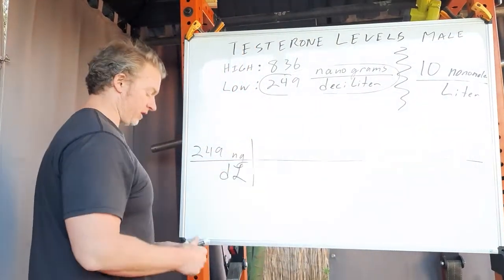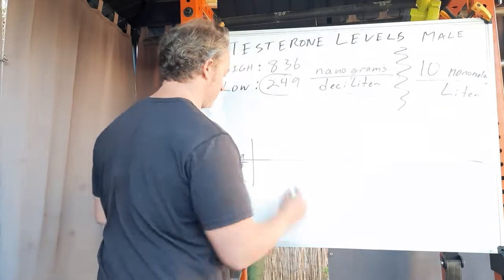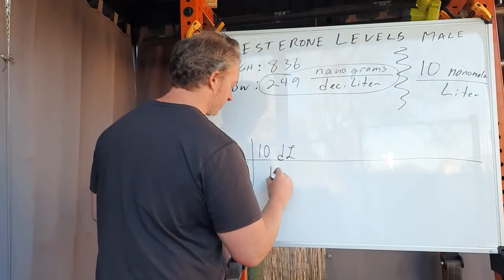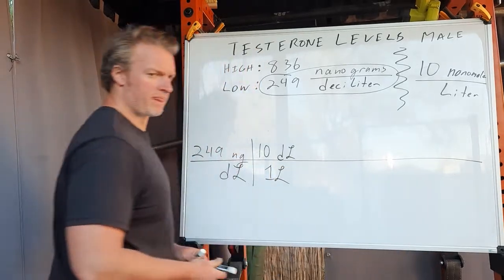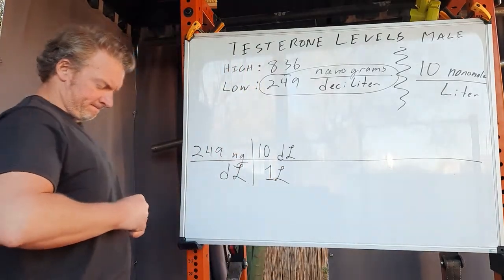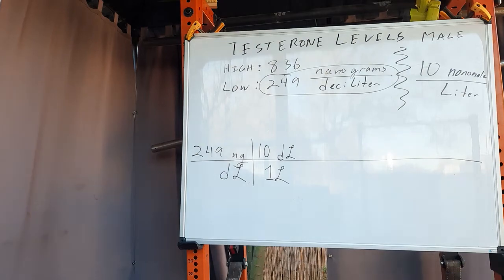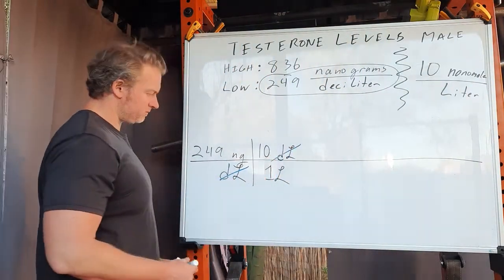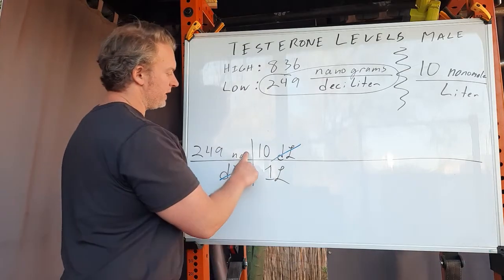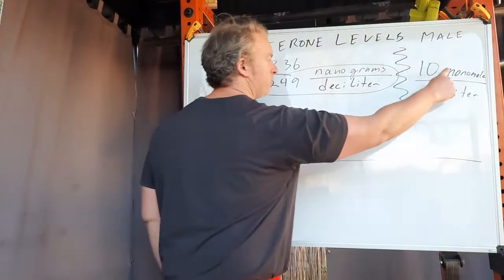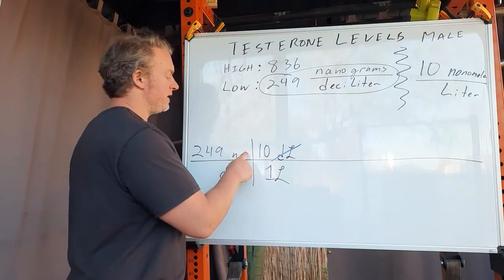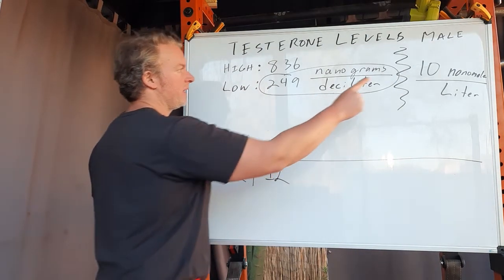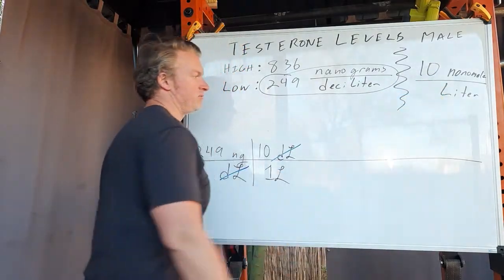Deciliter to liter, I'm just going to do that conversion. That's simple. There are 10 deciliters in 1 liter. Nanograms per liter, getting closer. So nanograms is what I have, and I'm trying to get it into nanomoles.